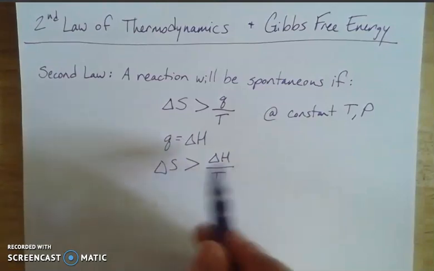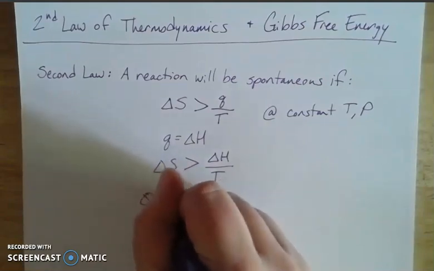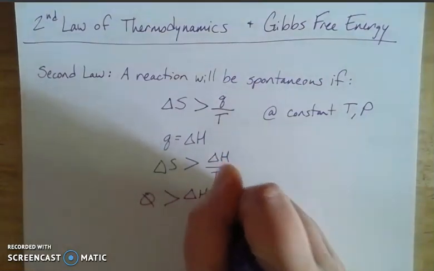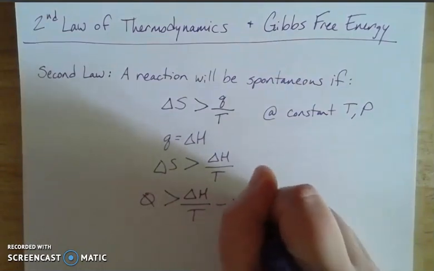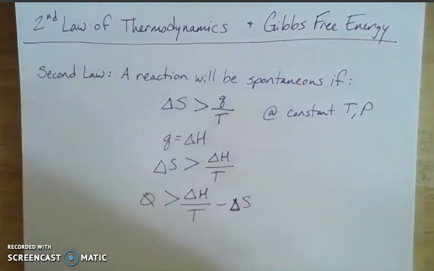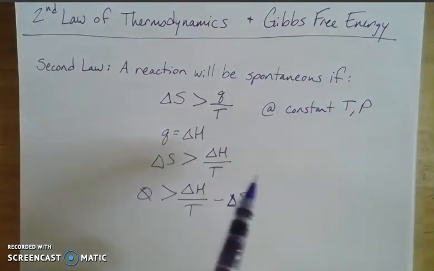If we rearrange to get all of these variables on the same side, then I could say, well, 0 is greater than delta H over T minus delta S. I have to be careful with my deltas, they get a little bit out of control. All right, so now if I do some rearrangement here and set this up, then we can say, if this condition is true, then a reaction will be spontaneous, right? So if this, then spontaneous.